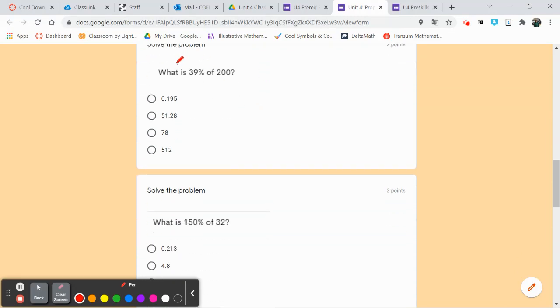Solve the problem. What is 39% of 200? Again, you've got two numbers with "of" in the middle, means times, but I can't use the 39 as a percent. You cannot multiply and divide percents. They have to be in decimal or fraction format. So to make 39 a decimal, the decimal's behind the 39. I move it 2 to the left. 0.39 times 200 is how we solve this problem.